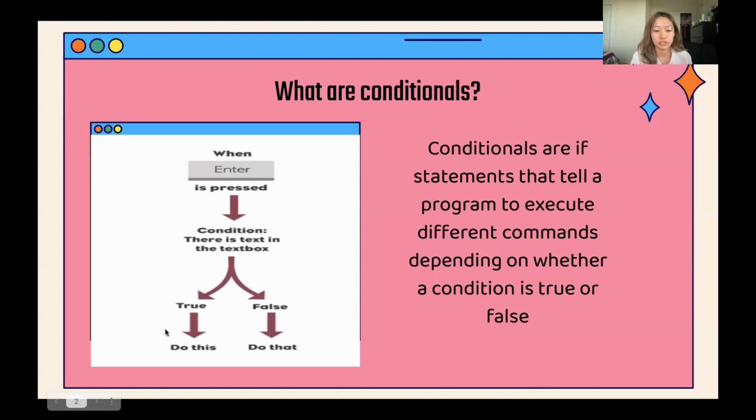First off, what are conditionals? Conditionals are if statements that tell a program to execute different commands depending on whether a condition is true or false. So we can see in this picture here that when enter is pressed and there's a condition in the text, it can go one of two ways, true or false. And depending on whether it is true or false, it will print out different commands. And we use conditionals because it allows a program to do multiple things.